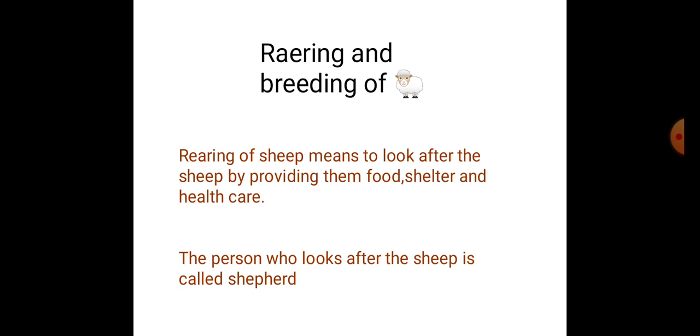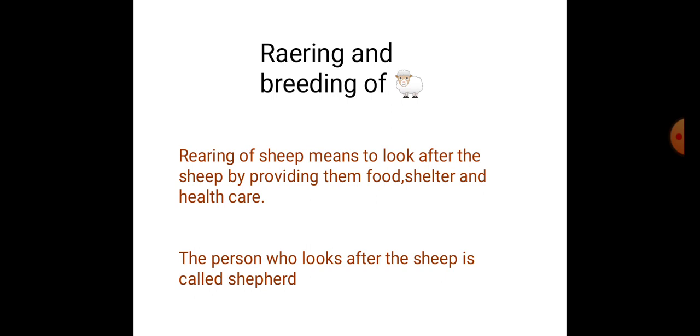Our next topic is from fibers to wool. Students, do you know how animal hair is converted into wool? Let's understand. For obtaining fibers to make wool yarn, first sheep are reared. Then their hair is cut, and the hair is processed into wool by several steps. So first we have to know the rearing and breeding of sheep.